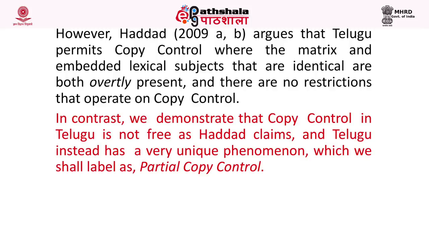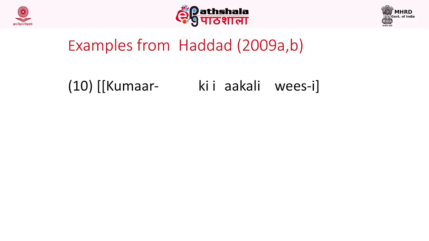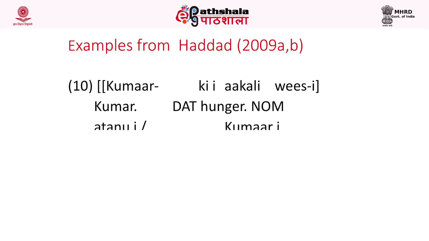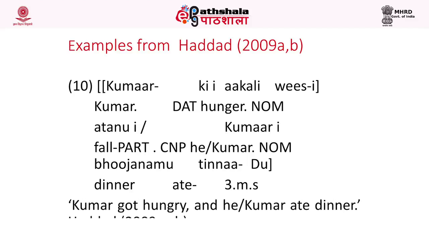We skip some slides. We go to sentence number 10. Kumar ki aakali vesi, atanu or Kumar intiki bhojanam chettinadu. Having felt hungry, Kumar got hungry, and he, Kumar, ate dinner. This is Haddad's sentence. Notice that Kumar is there as the embedded subject, dative case marked, and Atanu is there as the matrix subject, or Kumar as the matrix subject. This sentence is not acceptable to most of the speakers that we talked to, because this is like the earlier sentence we have seen. Master Gariki Ontlo Bhagavaka Aina Intiki Vellipoyaru, where you have a similar structure.